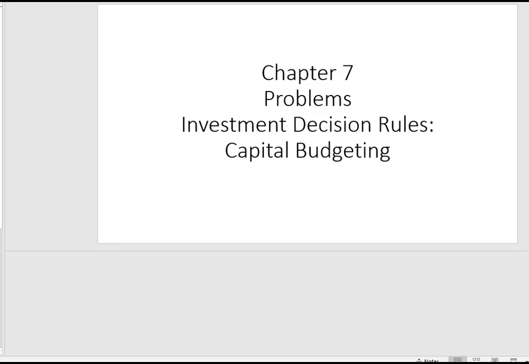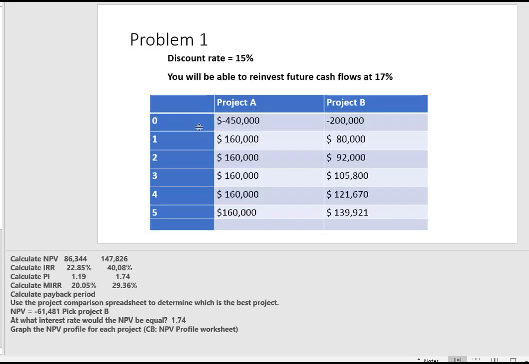Okay, let's talk about the problems associated with Chapter 7. These are just very introductory kinds of capital budgeting questions. First, let's look at some projects. We have two projects, A and B. The investments in those cash flows, we know what the discount rate is. We have a reinvestment rate.